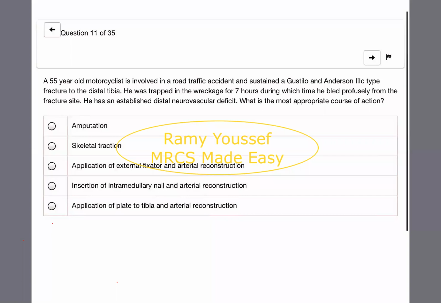I choose A. You choose A, amputation? Because it's more than 6 hours, so most likely the limb is not viable, so we go for amputation. Okay. Why did you go for amputation if it is a fracture or something like this? Why did you choose amputation exactly? Because you know it's the time of.